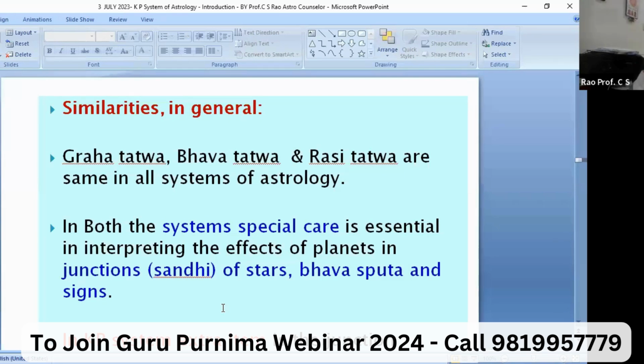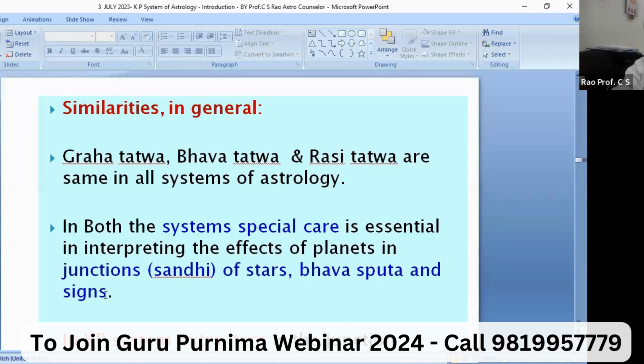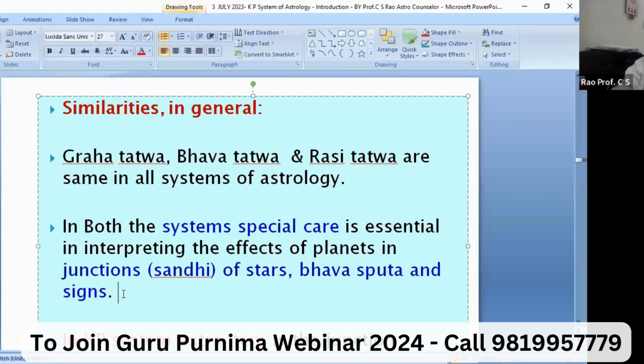In both systems, special care is essential in interpreting the effects of planets in junctions: Sandhi stars, Bhavasandhi, and signs. Sandhi stars are special conjunctions. This is the most confusing point actually. Shall I repeat this? Graha Tattva, Bhava Tattva, and Rashi Tattva are the same in all systems of astrology. Here also they do not change, but the combinations are as per day-to-day modern life events. You have to check that.